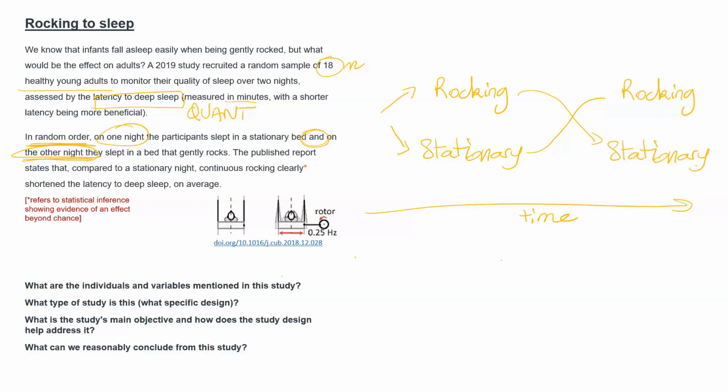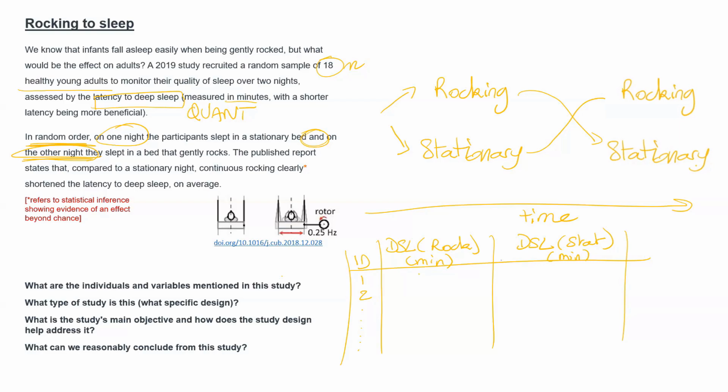to the other condition. In terms of how the information is going to be organized, this would be in a data set, one row for each individual, and then we'll have one column for their latency to deep sleep when they were sleeping in a stationary bed, and another column for their latency to deep sleep when they were sleeping in a rocking bed, which means that we can, for each individual, compute how much faster do they get to deep sleep with, for example, the stationary versus the rocking bed.